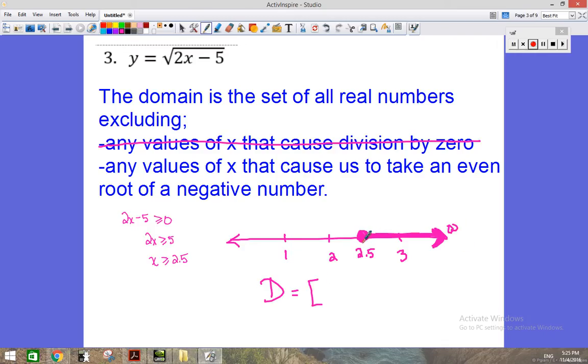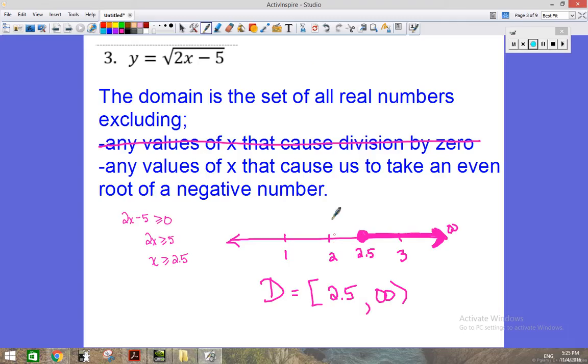So if we call D the domain, and we express this in interval notation, we have a bracket because it's okay to take the square root of 0. The square root of 0 is 0. So 2.5 is related to 0. We know that 2.5 comma 0 is a point on that graph. And we can pick any value of x that's bigger than this, and we can do that arithmetic, and we'll get a corresponding y value. We can't pick values that are smaller than 2.5.